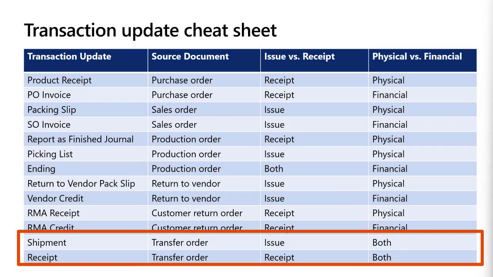Transfer orders are a little special in that there are 2 updates, but there are actually 3 total inventory transactions behind the scenes. The additional transaction is used to keep track of the inventory in the transit warehouse between the point of shipment and receipt. The additional transaction is physically updated during shipment and financially updated during the transfer order receipt.